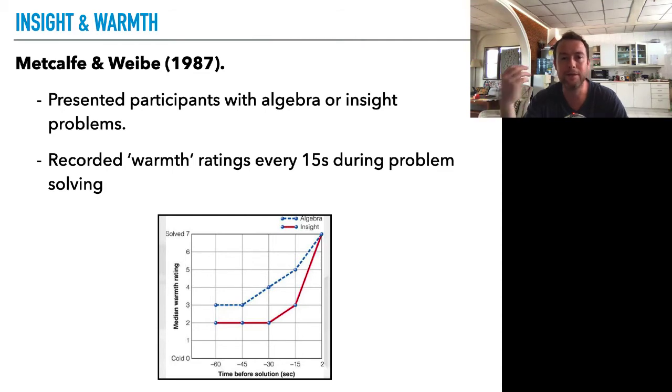It's only right when they've solved the problem that they report this high level of warmth. At around 15 seconds beforehand, there's a little bit of an increase, but there's still quite a long way to go. They don't feel like they're necessarily on the path towards solving that problem. So that's just an indicator of what I've been saying before: with these algebraic solutions you have this perception of progressing towards the solution, whereas for insight problems, the solution just pops out at the last moment.